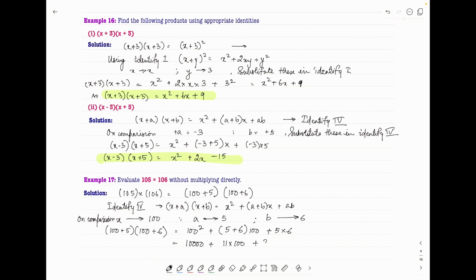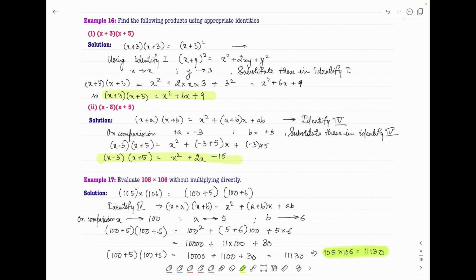Sorry, 5 into 6 is 30. So this gives 100 plus 1100 plus 30. So directly I can write here 11130 is the answer. 11130 is the answer of what? 100 plus 5 into 100 plus 6, that is 105 into 106. So from here I can write 105 into 106 is equal to 11130. Some teachers will tell you this is the shortcut trick of 105 into 106.